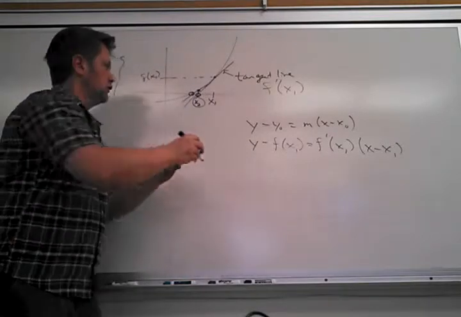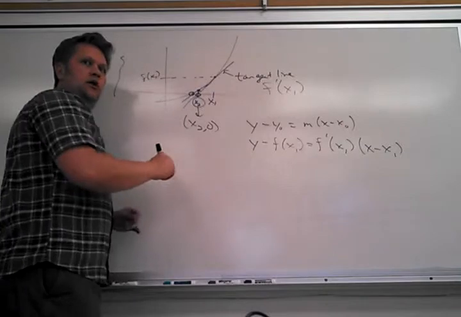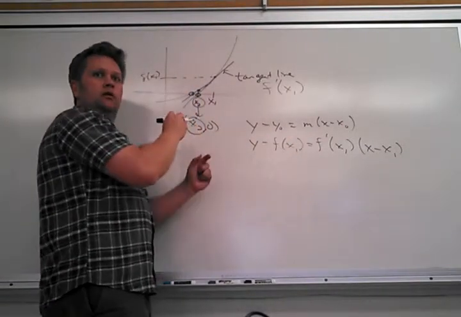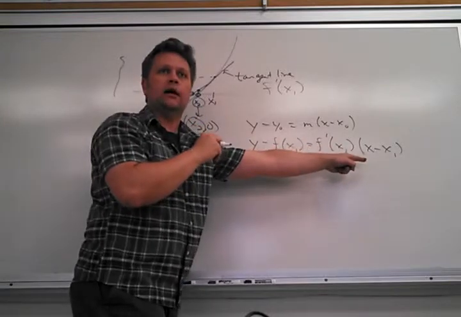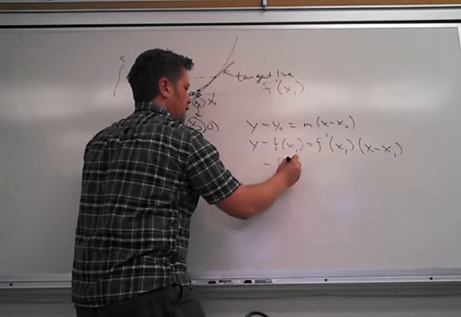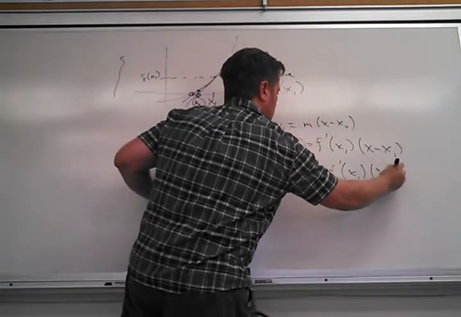So what is actually allowed to vary? If I look at this point here, this would be the point x2, 0. And that is a point on this line. So where can I put the x2? In place of the x. And where would I put the 0? In place of the y. So what do I get? I get negative f of x1 equals f prime of x1 times x2 minus x1.